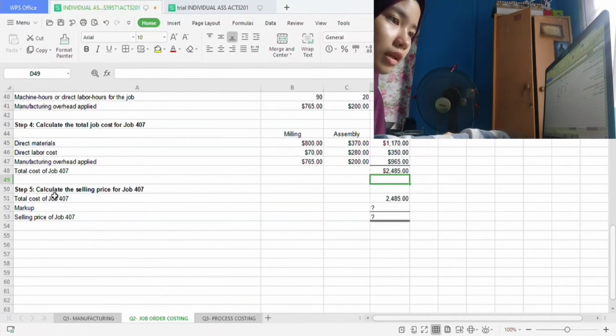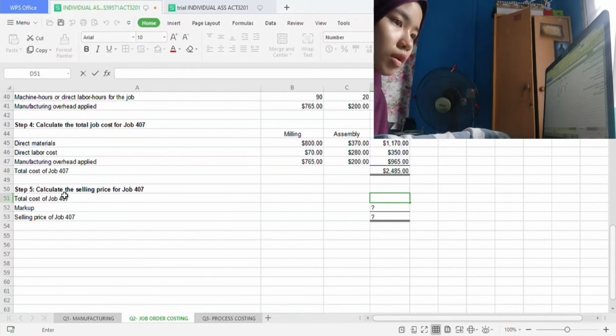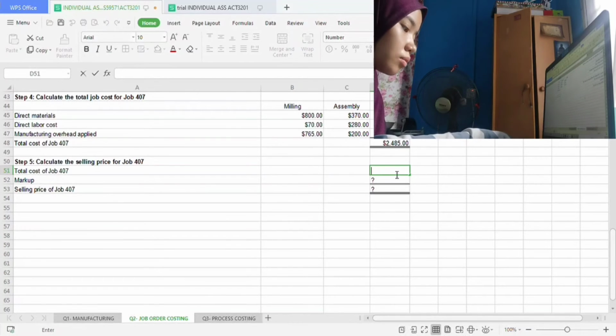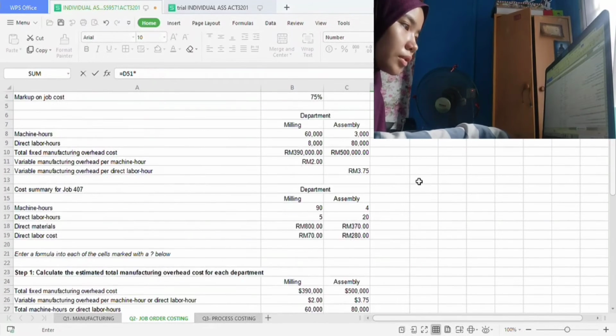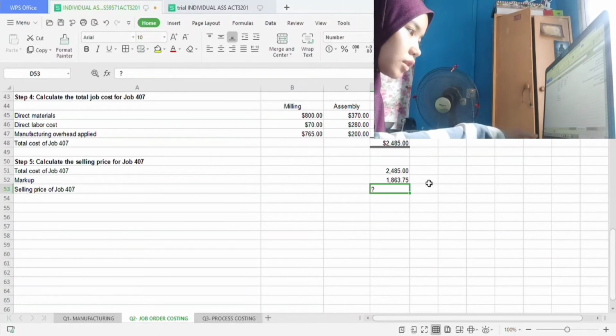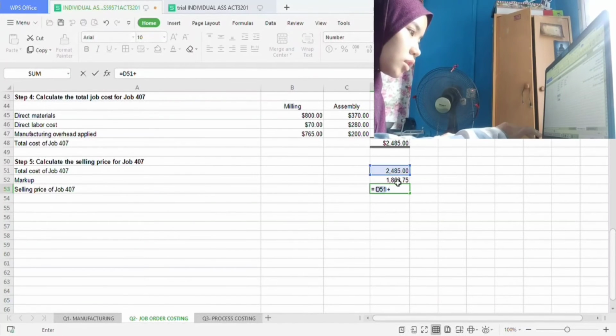So next, calculate the selling price for job 407. Total cost of the job, just fill in. To calculate the markup, total cost times the markup percent, 75%. So the selling price is, we just total.